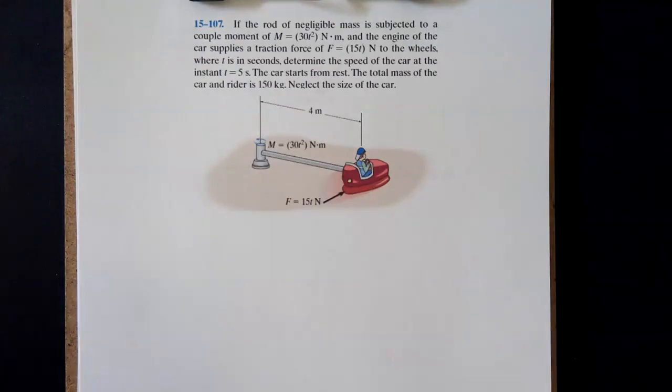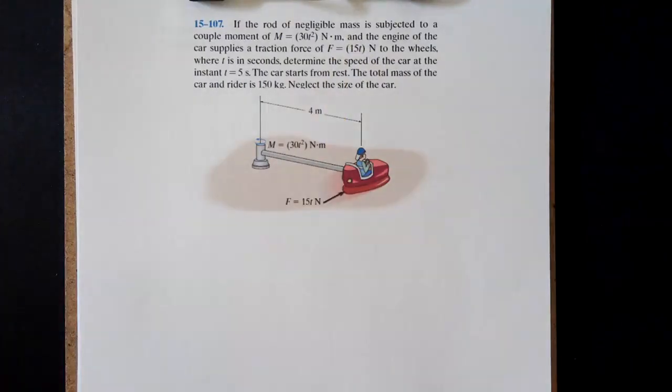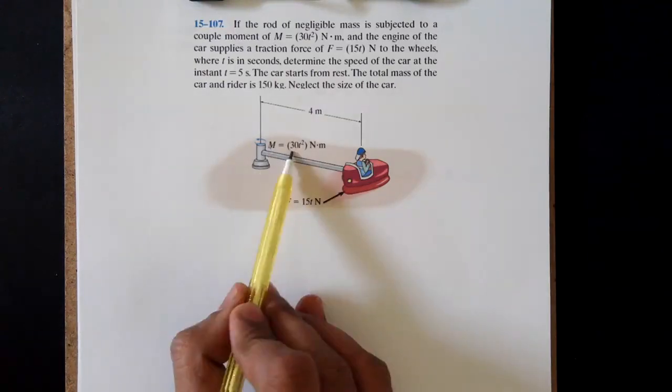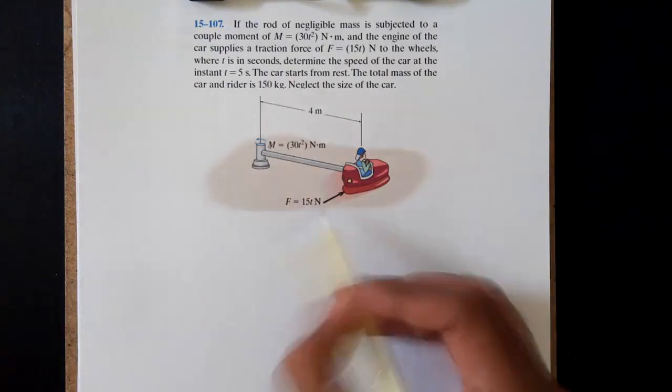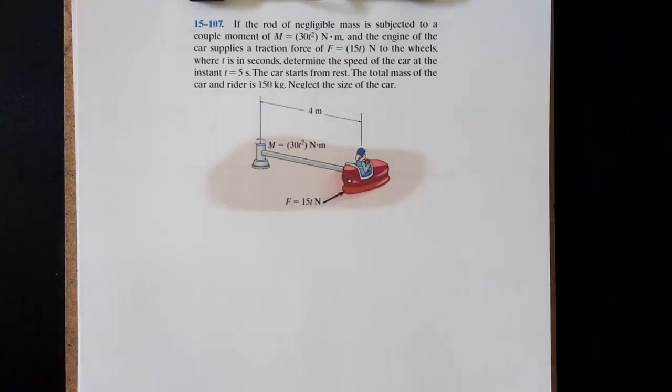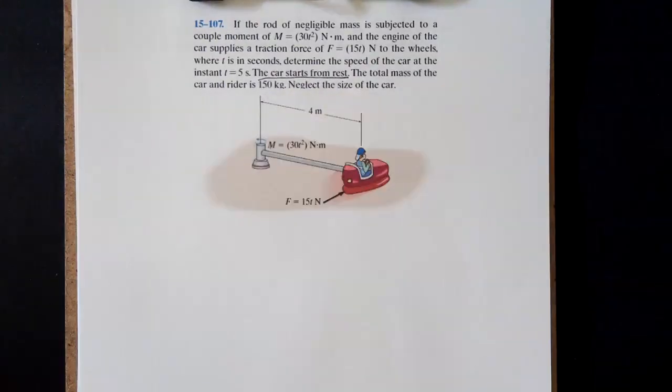Problem number 3. If the rod of negligible mass is subjected to a couple moment of 30 t square Newton meter, this is the applied couple moment, and the engine of the car supplies a traction force of 15 t Newton, this is the applied traction force, to the wheels, determine the speed of the car at the instant t is equal to 5 seconds. The car starts from rest. This is useful information. The total mass of the car and rider is 150 kg. Neglect the size of the car. That means consider the car as a particle.